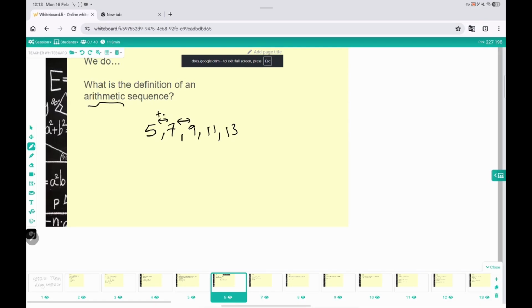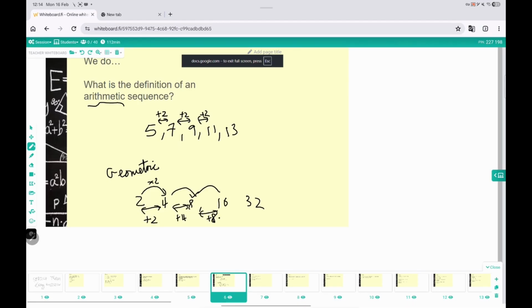So if we plussed or minused 2 all the time, it would be arithmetic. In this case, we're plussing 2 each time, so we've got arithmetic. A geometric sequence is when there's a multiplier in between each term. So if we decide to say, instead of add 2, we times by 2 each time, then we're going to get 2, 4, 8, 16, 32, and so on. As you can see, there's a consistent amount we times by. There isn't a consistent amount we add, because it's 2, then 4, then it's 8. So there's no consistency there. It's not arithmetic, but it is geometric.